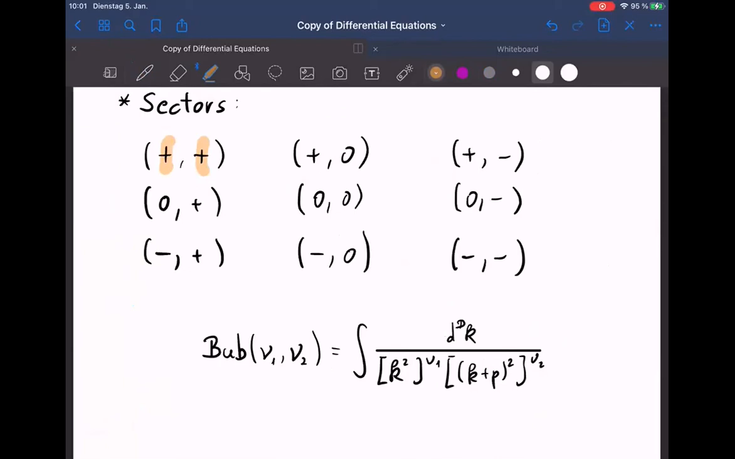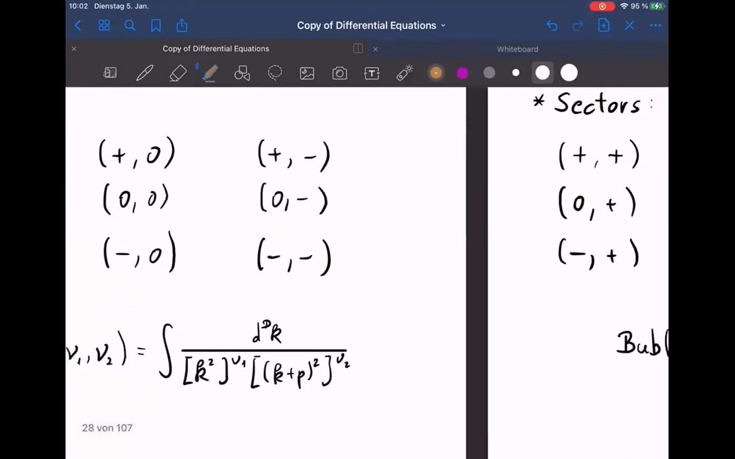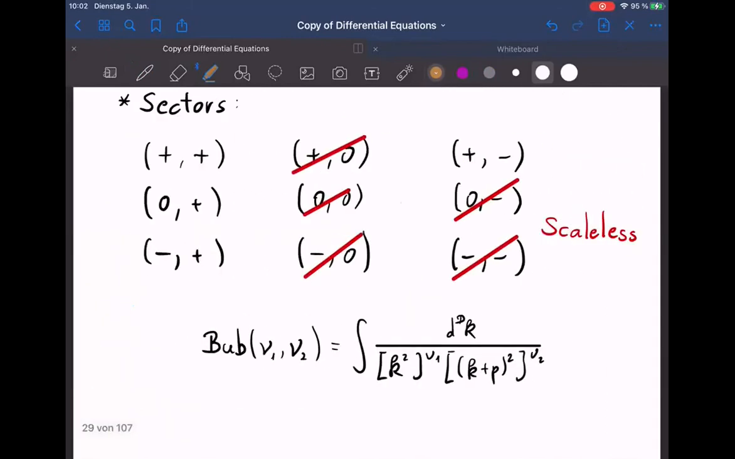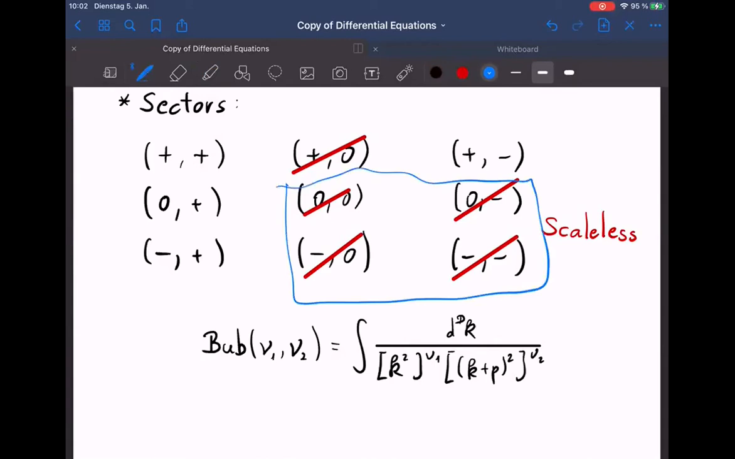So which of these sectors are 0? Well, we said that all those that do not have any propagator or do not depend on energy scale, in particular those that do not have a propagator, will automatically vanish. So let's check it. First of all, if all the nus are negative or 0, the scalar integral vanishes. So that happens precisely here, right? Those would have all the nus negative or 0, so the integral vanishes.